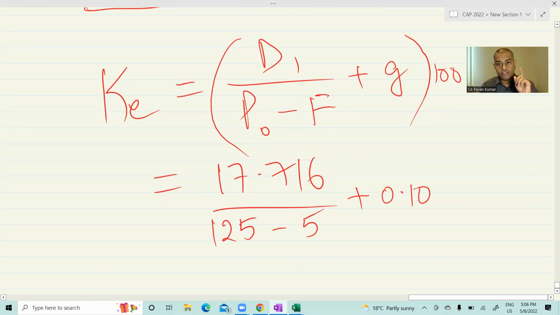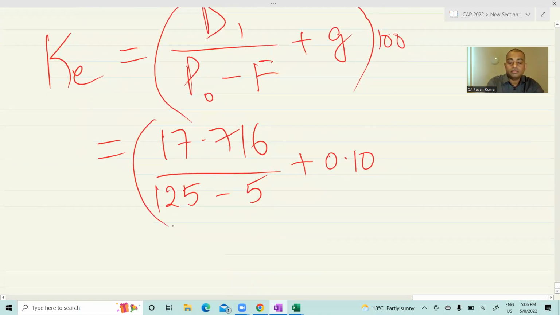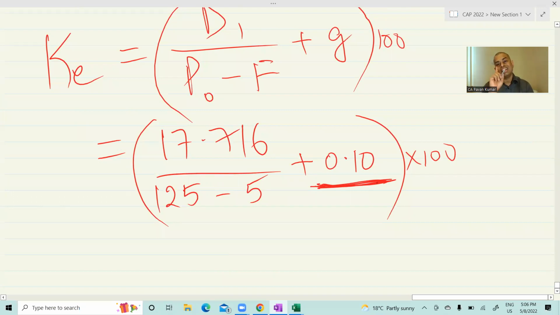Don't take 10. Hello, all of you listen carefully. Don't take 10, take 0.1. Why? Because you are multiplying that with 100. If you take 10 here, your answer will be wrong. Many students will make this mistake. Don't take growth rate 10, always growth rate should be taken in decimals. Can someone solve this equation and tell me what is KE?